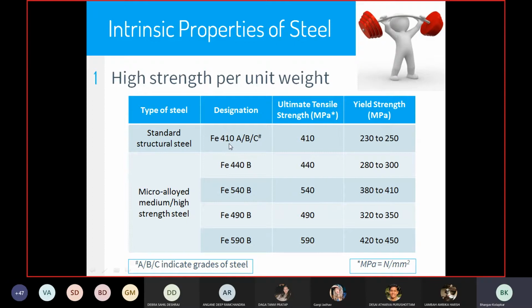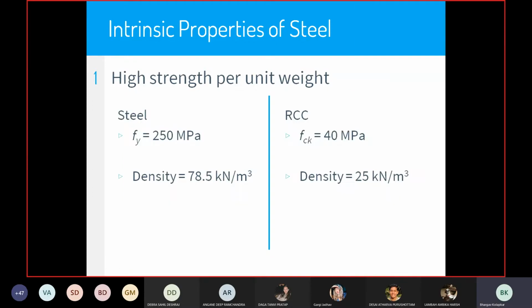Perfect. Now let's get into strength per unit weight. Let us take an example comparing steel with concrete. Let us say we are considering mild steel that has a yield strength of 250 megapascals. And let us consider the commonly used reinforced concrete grade, which is 40 megapascals, M40. Heard of it, right? Now, steel has a density of 78.5 kilonewton per meter cube. On the other hand, reinforced concrete has a density of around 25 kilonewton per meter cube.